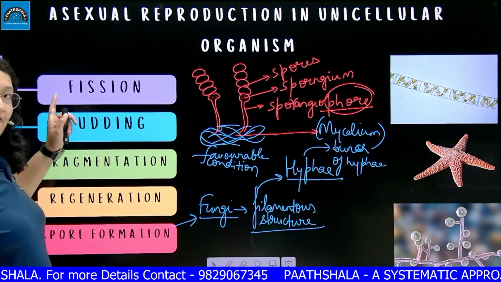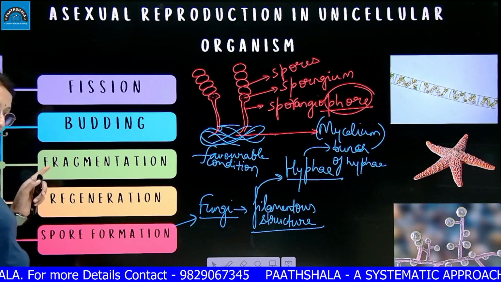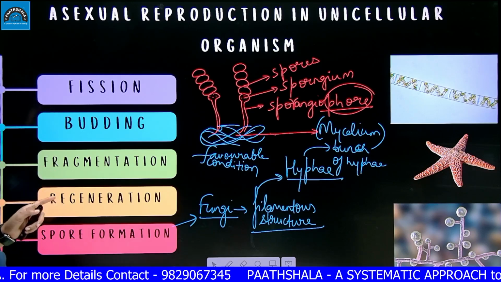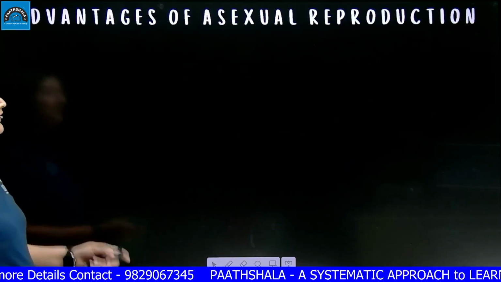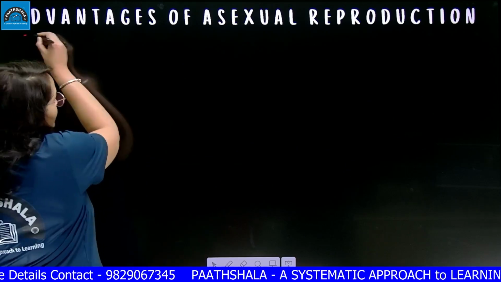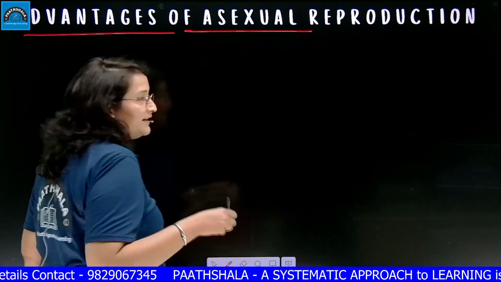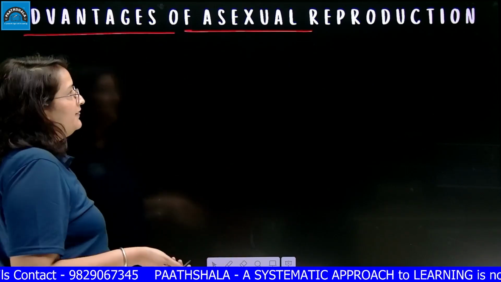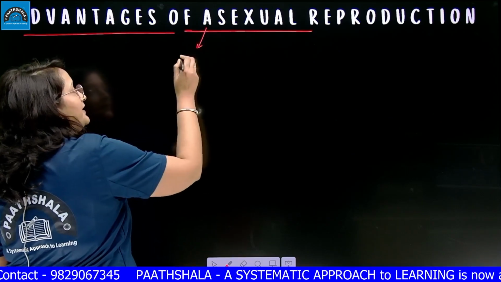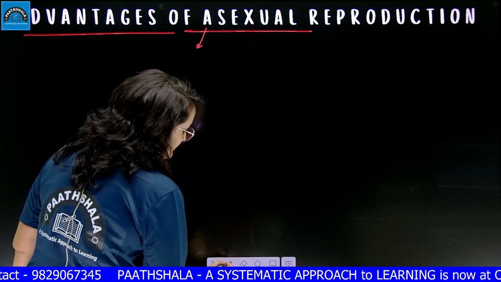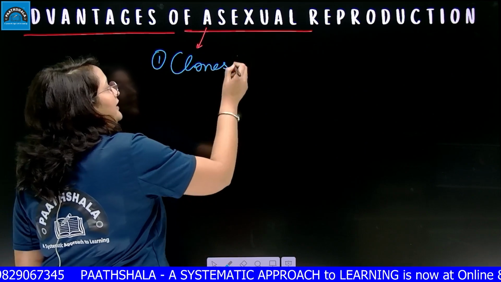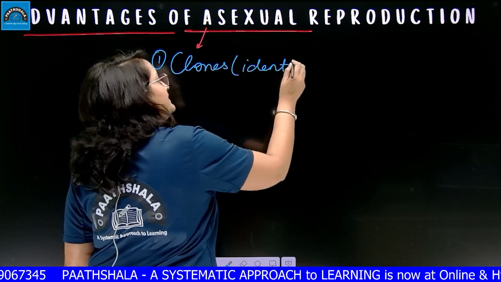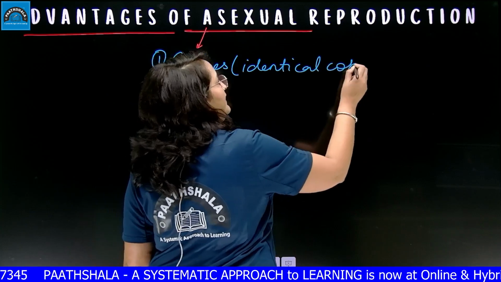They are fission, budding, fragmentation, regeneration, which is a method of repairing, and spore formation. Now, the advantages of asexual reproduction, as we have discussed earlier, let's have a quick recap. Asexual reproduction is always responsible for producing clones, identical copies. So identical copies will have one advantage.